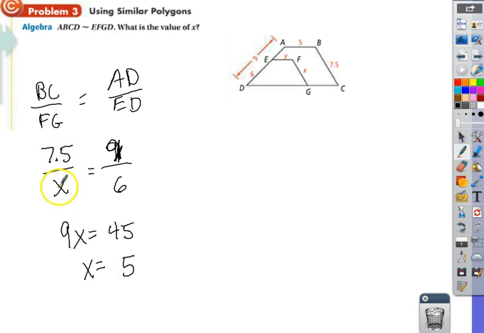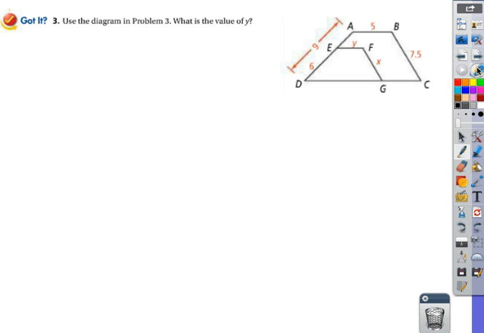So 7.5 over 5 is the same thing as 9 over 6. I'm okay with that. Y'all use this picture right here. It's actually the same one, and solve for y. Set this up and solve for y.